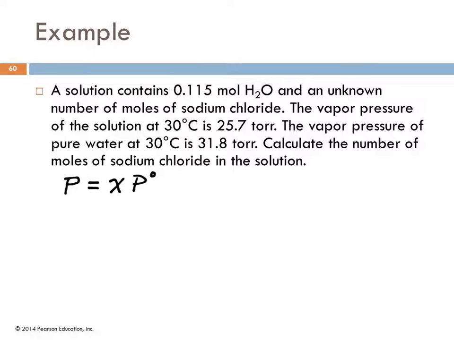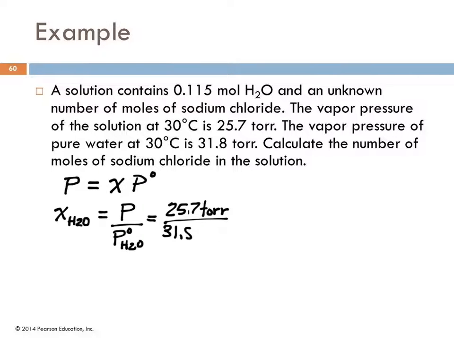So that means that we could find out what the mole fraction of water is, right? Because it was the mole fraction of the solvent. So the mole fraction of water is going to equal the vapor pressure of the solution divided by the vapor pressure of pure water. So 25.7 torr divided by 31.8 torr.